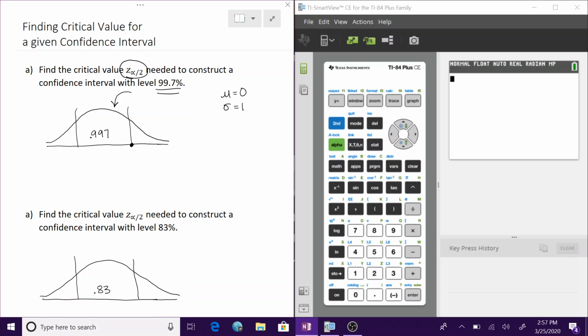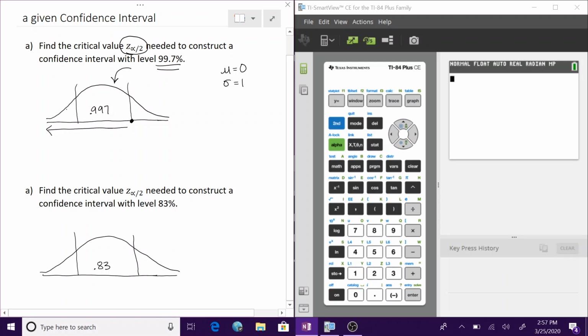Now, specifically with inverse norm, we have to have the area to the left of our value. So we need this entire area over here. Well, we're kind of missing a little bit of area, right? And we need to find that area. So remember, an entire graph is going to be equal to 1. So we can find that missing area by doing 1 minus 0.997. And because we have two areas that we're missing, one right here on our right and one right here with the question mark, we can actually divide this by 2.